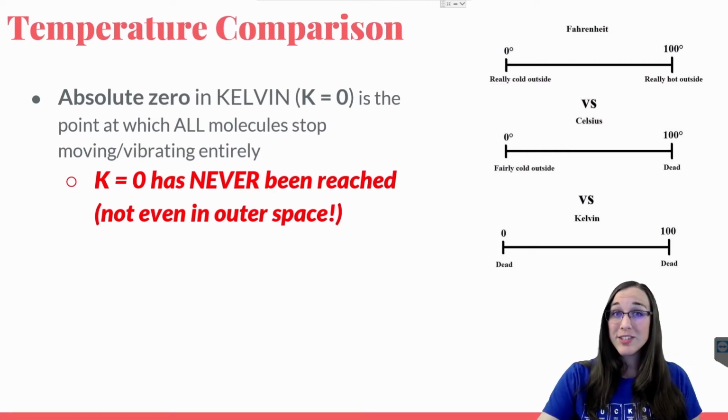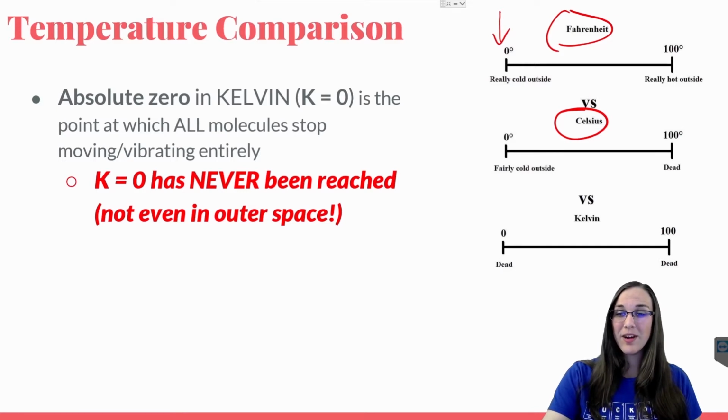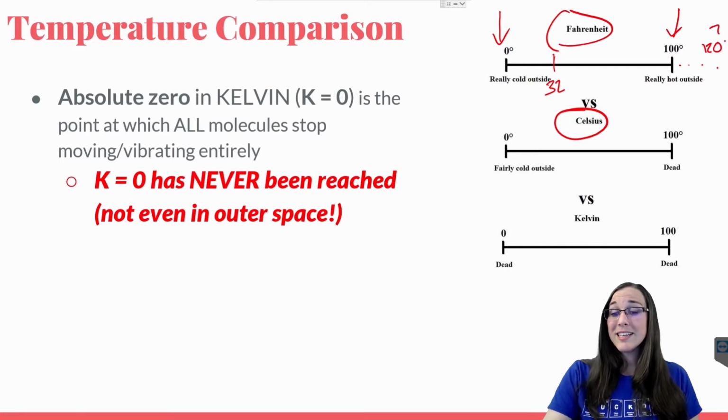So to help you understand this concept of where Kelvin falls on the scale between Fahrenheit and Celsius, well, for Fahrenheit, 0 degrees, it's really cold outside. Remember, 32 degrees is where water freezes on the Fahrenheit scale. And 100 degrees, it's really hot outside, as those of us who live in Arizona would know, because we reach values of like 120 up here. For Celsius, it's fairly cold outside at 0 degrees Celsius. That's where water freezes. However, at 100 degrees Celsius, you're dead.